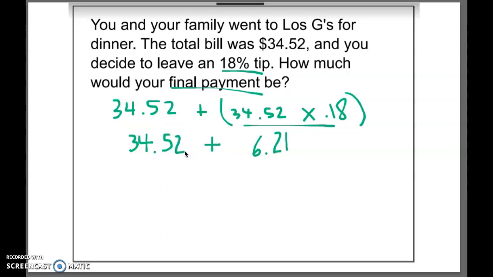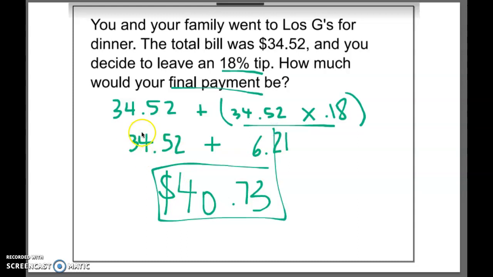So we're going to do $34.52 plus $6.21, and you get $40.73. And again, if you like proportions better, that's fine. You'd put X over 34.52 equals 18 over 100. Again, that's fine. Just make sure you add that answer back to your total to get this.